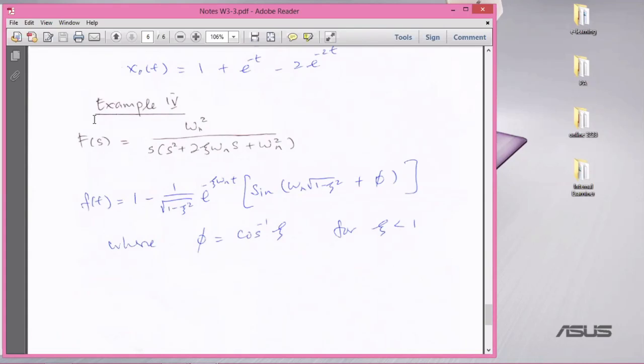So if this is the Laplace domain F of s, when you take the inverse Laplace of that, you get f of t, 1 minus whatever. Zeta here is known as the damping ratio. Omega n here is known as the natural frequency. We will come back to this when we talk about the solution of the second order equation.